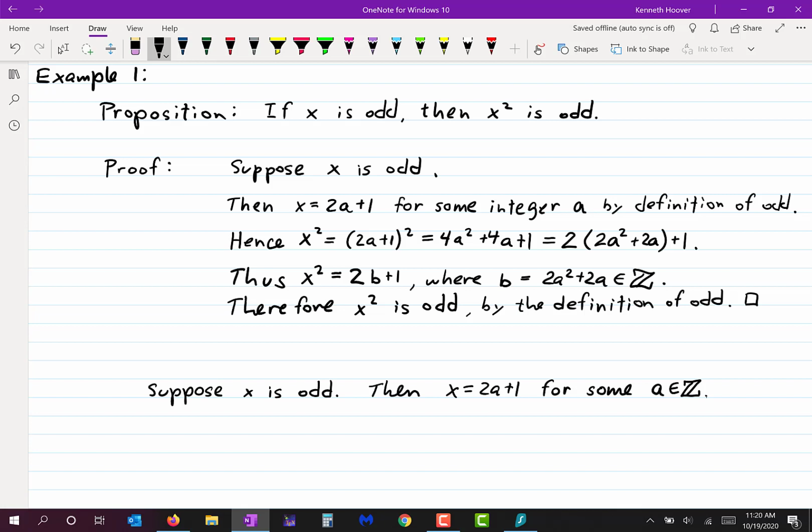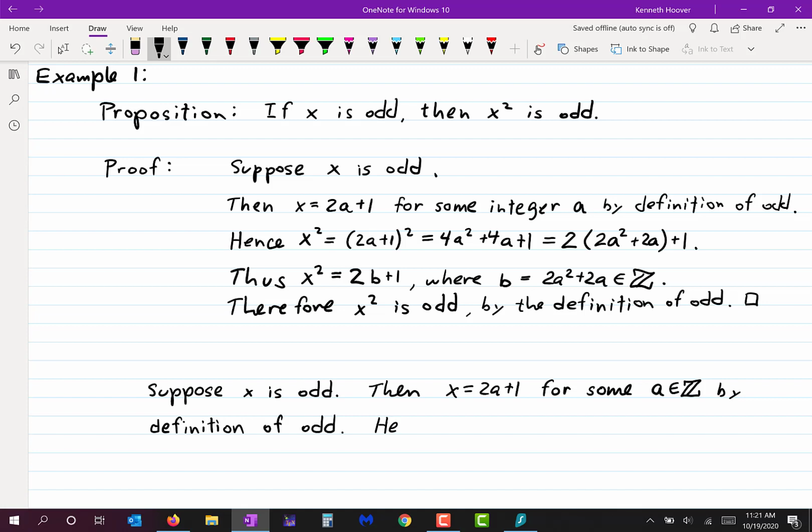So suppose x is odd. Then x equals 2a plus 1 for some integer a. Oh, I forgot to write, by definition of odd. You could say by the definition of odd. You can even say by the definition of the word odd. But it is commonly accepted in mathematical writing to say by definition of, and then the word that you're using the definition of. Okay.